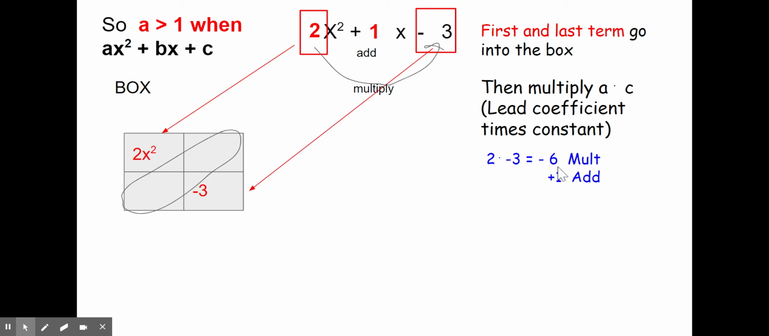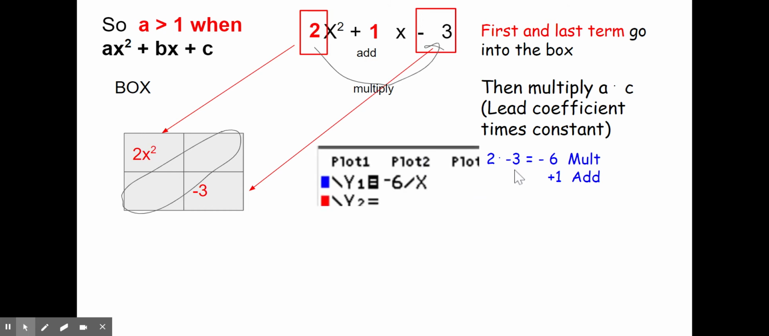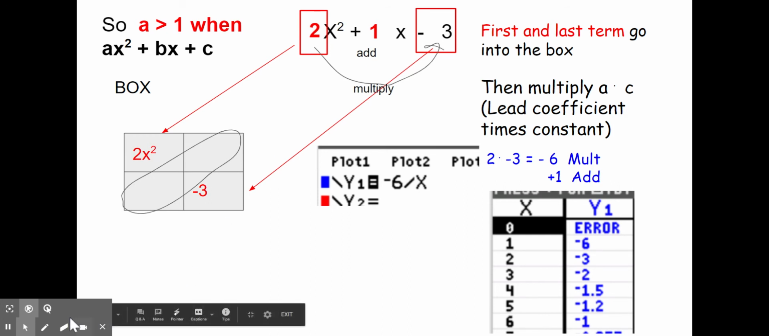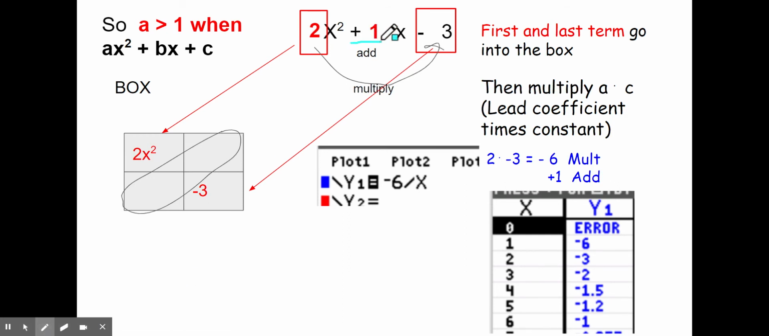I need to find two numbers that multiply to negative 6 and add to 1. Well, if you can't find them, you can always take out your calculator, go to the y equals negative 6 divided by x, go to your table. You're going to find all the factors of negative 6 that you can imagine. All I need are the two factors that add to my middle term, positive 1x.